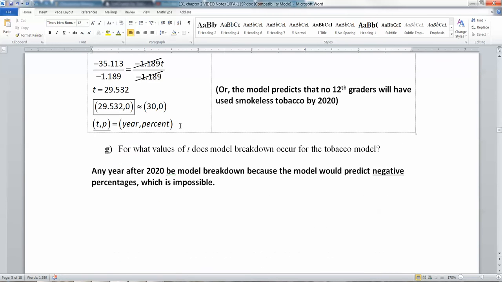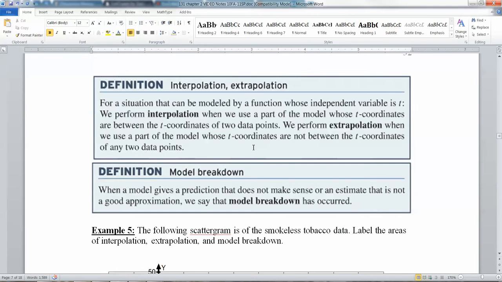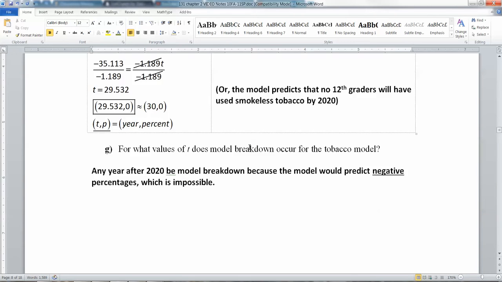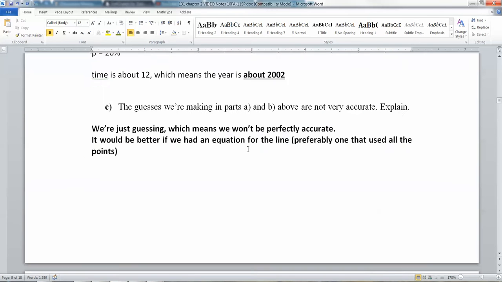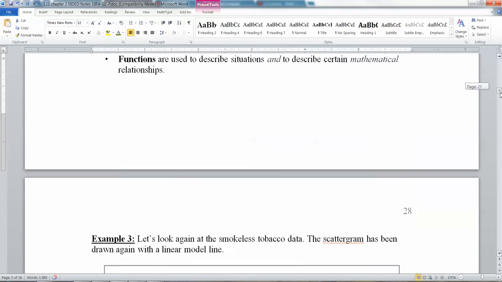But we know that model breakdown for sure happens after 2020 because that would give you negative percentages, which is impossible. Which leads us to both the power and the pain of models. So modeling is when you take, we said it back here, definition, several pages ago, but I'll say it again. Modeling is when you take a real life situation and you create a mathematical description, an algebraic equation, if you will, that models, quote unquote, that situation for you. It's a mathematical description of the situation.